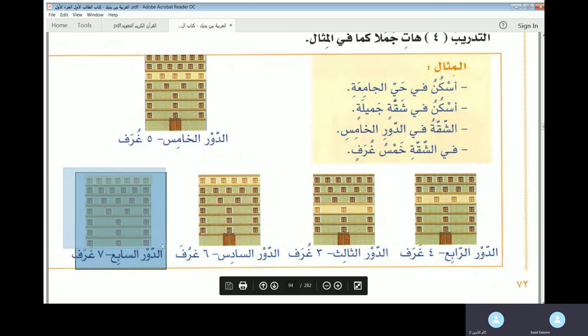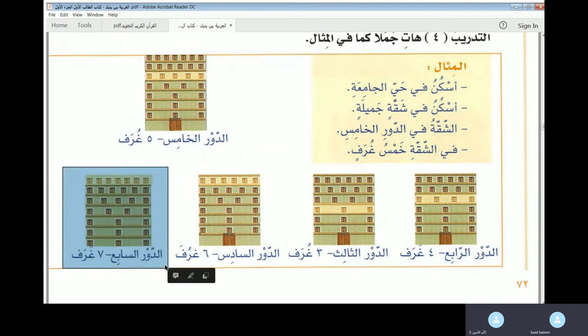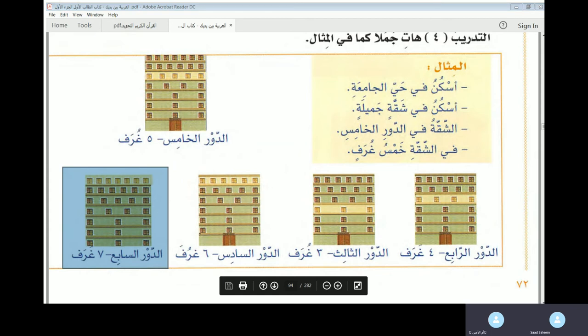Shakkati fi dawri sabi. The apartment is on the seventh floor. Fi shakkati sab'u ghurafin. Sab'u ghurafin.